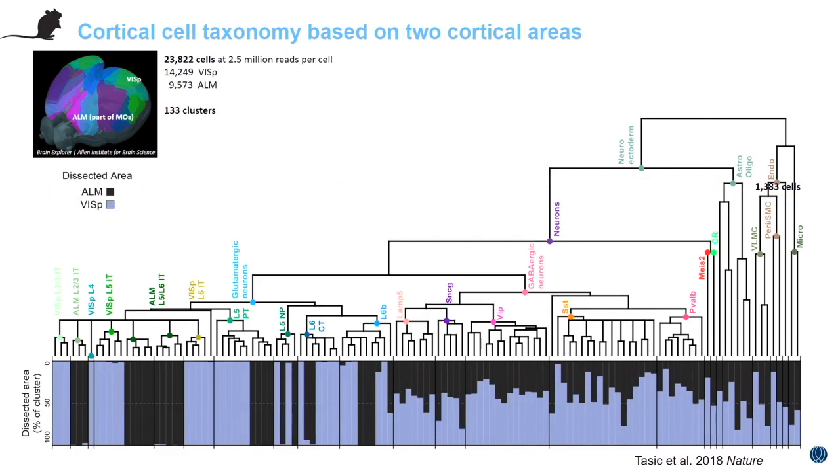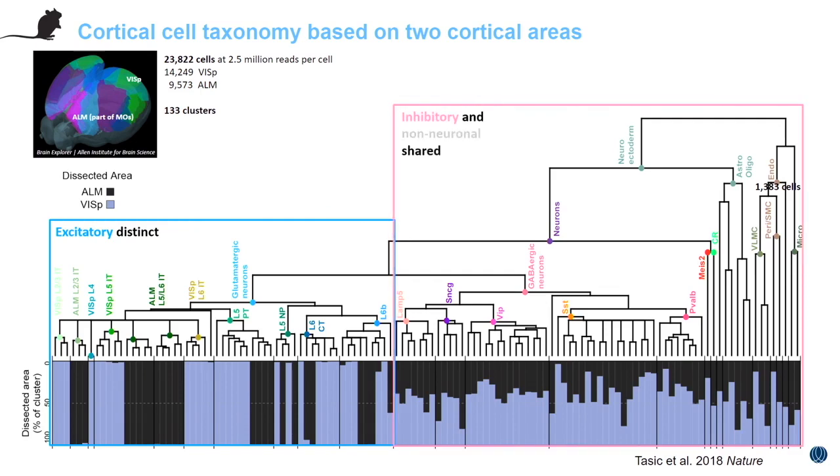The most striking conclusion from the paper is that excitatory cells, which are exemplified here by cool colors, are really area-specific, while the inhibitory cells are, in most cases, shared. We have found two types that are primary visual cortex specific so far within this data set. So maybe I won't expand much more on this. Excitatory are distinct, inhibitory and non-neuronal as well are shared.